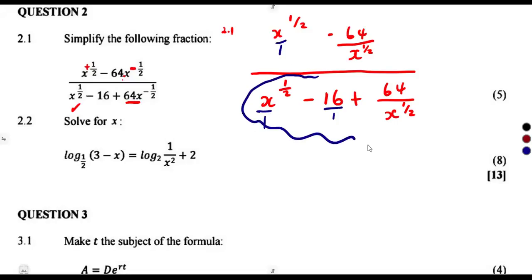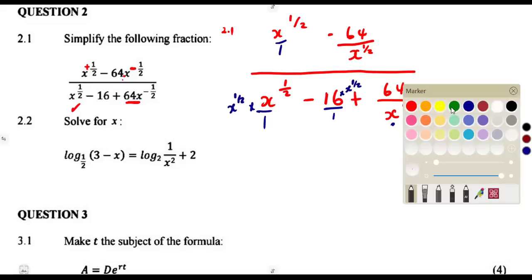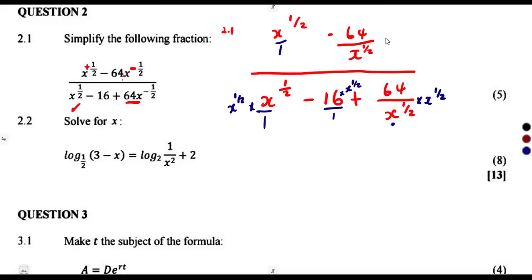So in the denominator, what is our LCD or the LCM? x to the exponent of a half. So you're going to multiply each and every term by x to the exponent of a half to remove these fractions. We are doing this in the denominator and also in the numerator. Here we're going to multiply by x to the exponent of a half, each and every part.